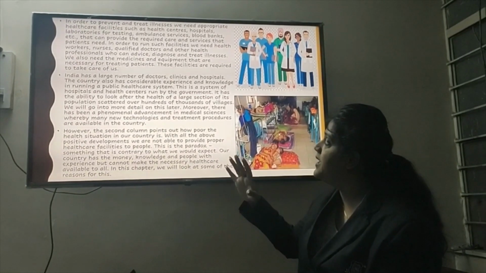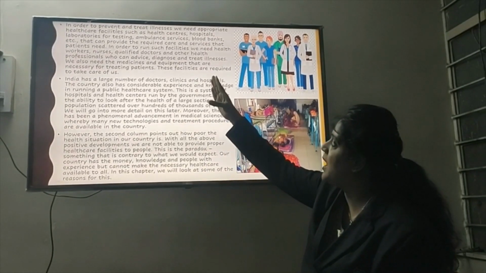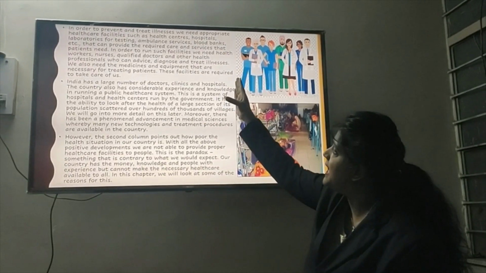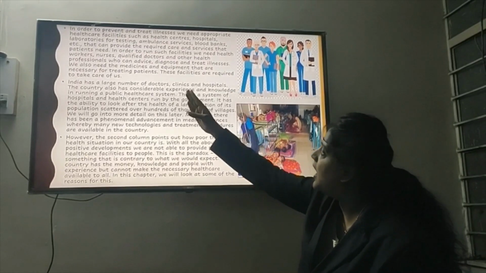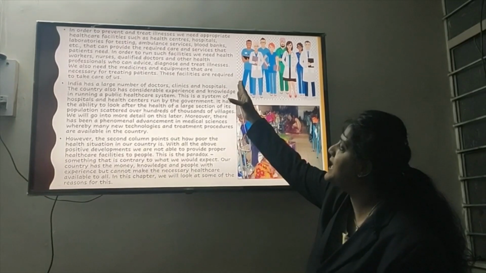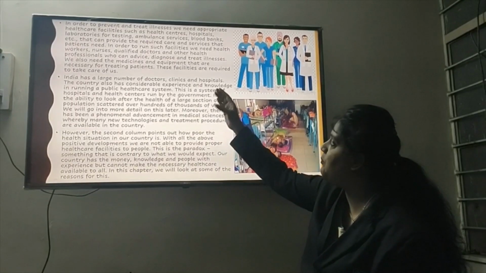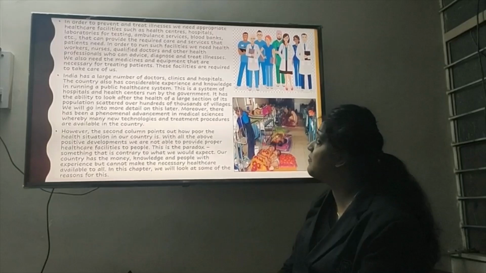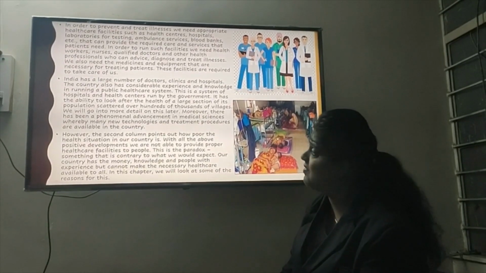So along with the laboratories, ambulance service and blood banks, we need the health workers, nurses, qualified doctors and other health professionals who can advise, diagnose and treat the illness. We also need the medicines and equipment that are necessary for treating patients. These facilities are required to take care of us.